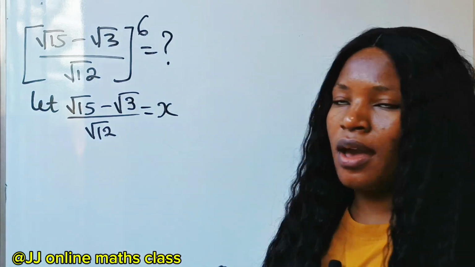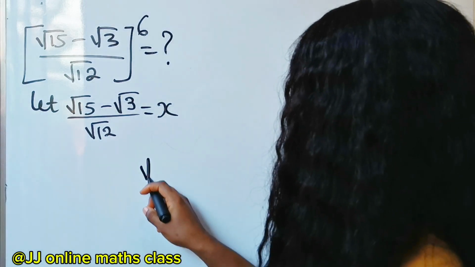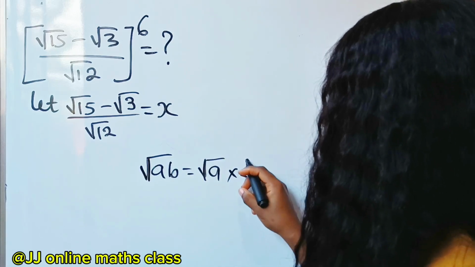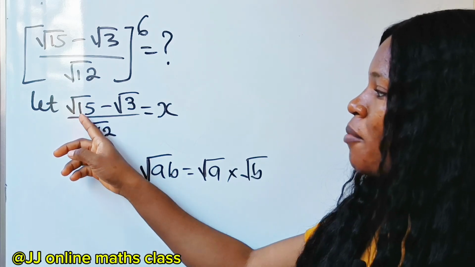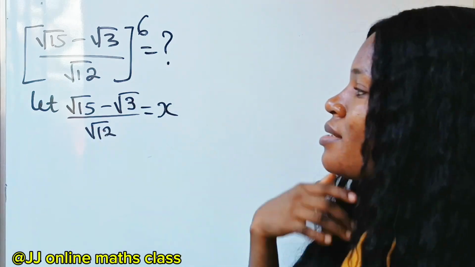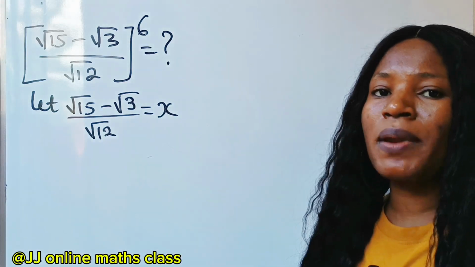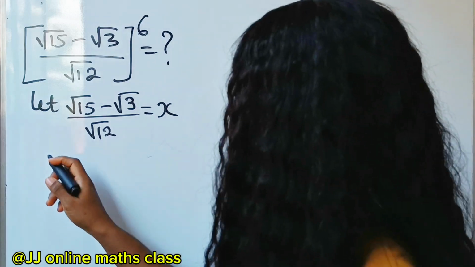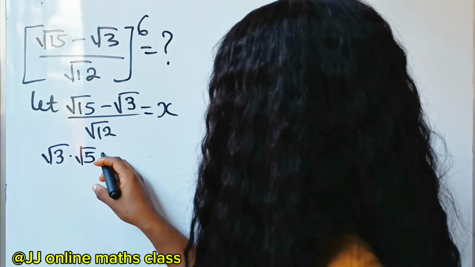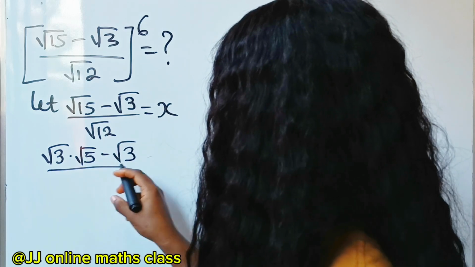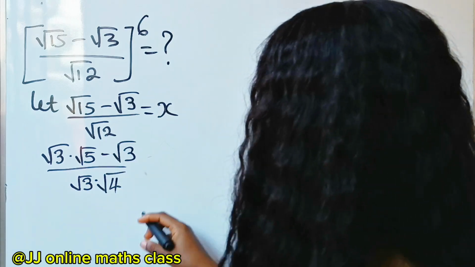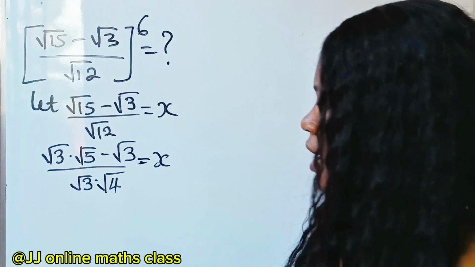Now there is a law in surds that states that square root of ab is equal to what? Square root of a multiplied by square root of b. So that means I can bring out two factors of this and separate it. I can write root 15 as root 3 multiplied by root 5, right? So root 3 multiplied by root 5 minus root 3, divided by, this can be written as root 3 multiplied by root 4, right? Now everything is equal to x.